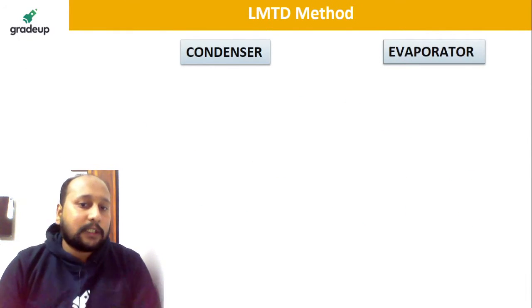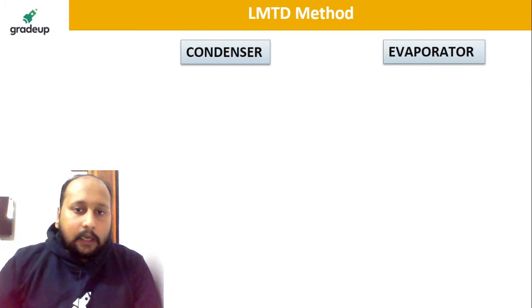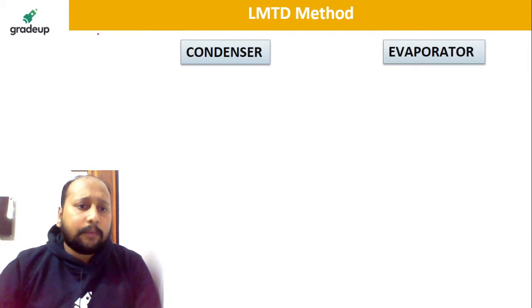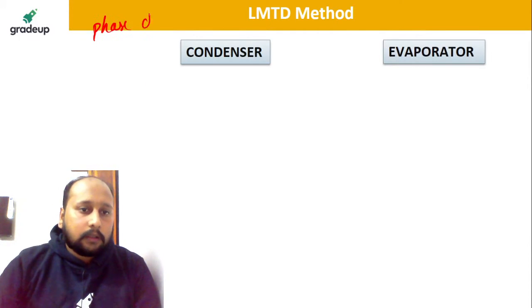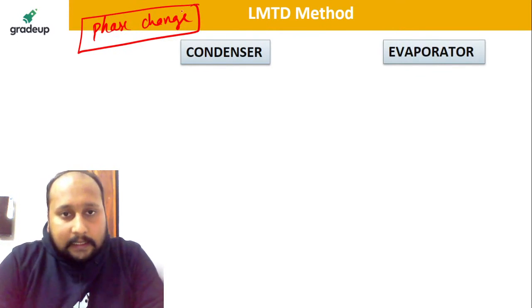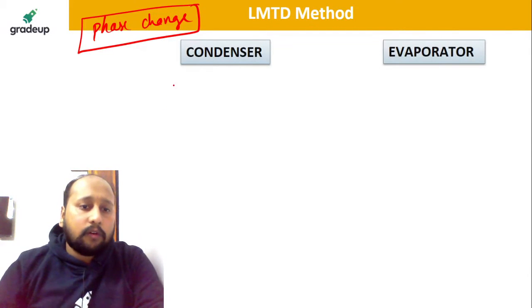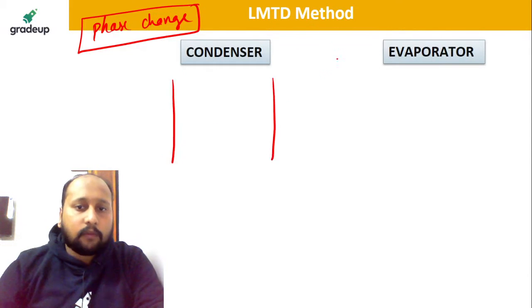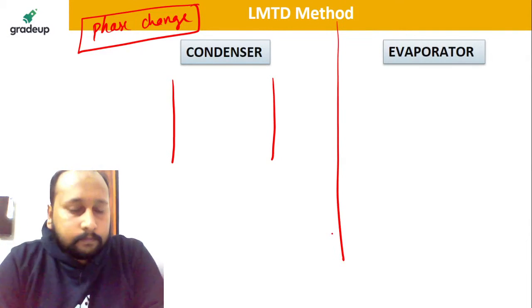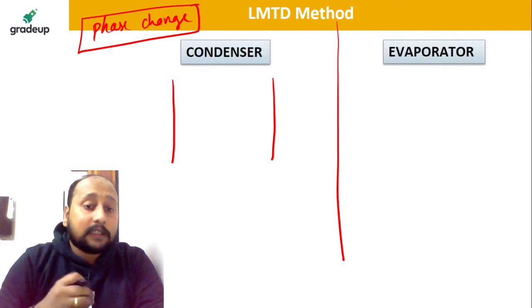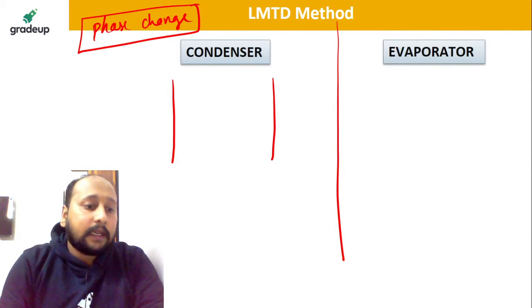We are coming across some special cases. Now let us talk about a condenser. Condenser and evaporator, basically we are talking about phase change phenomena. So if I'm talking about a condenser, can anyone tell me which of the fluids is undergoing a phase change? Is this a hot fluid or a cold fluid? Anyone? If I'm talking about a condenser, that means the fluid is losing heat. And which fluid loses heat? It's the hot fluid.